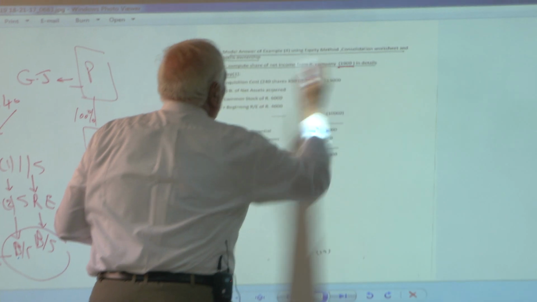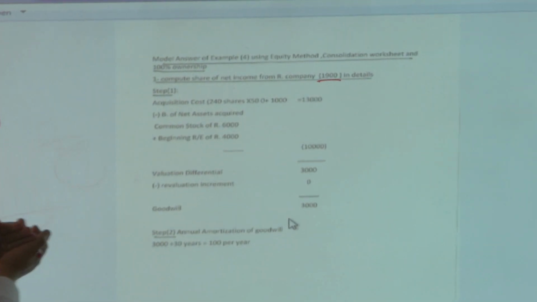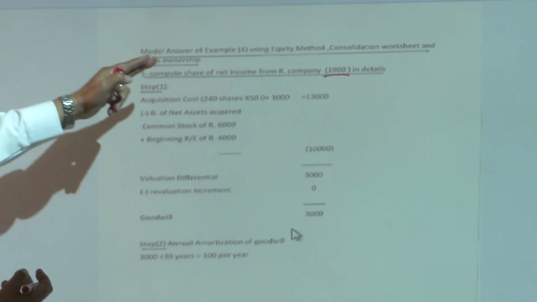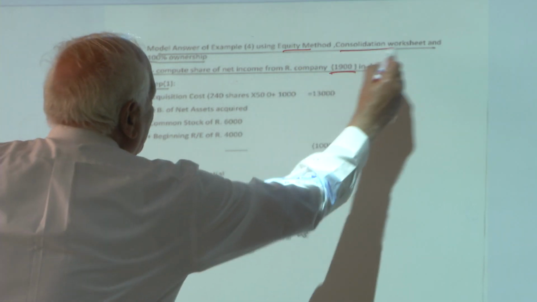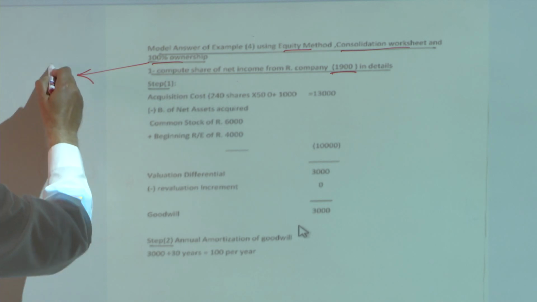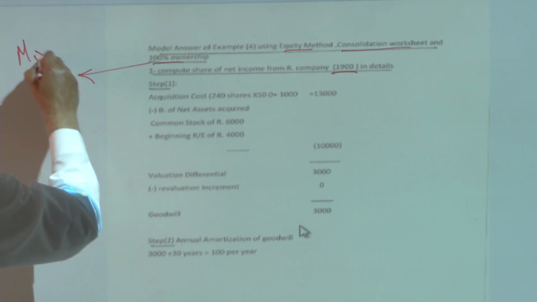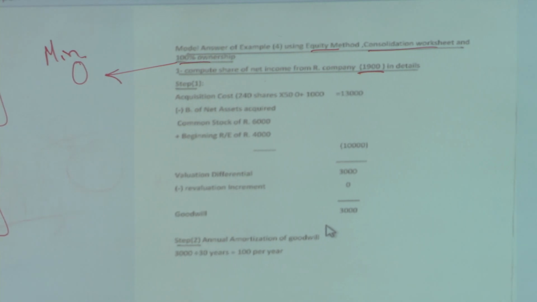Where does this number come from? You need to know this. To answer this one, what do you need to know? The model answer, for example 4, uses the equity method, with a consolidation worksheet. And when I say 100% ownership, it means no minority. I show you step by step how to do it. You don't have to memorize it, just follow step by step.